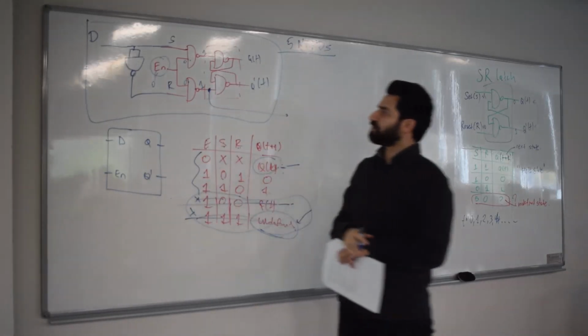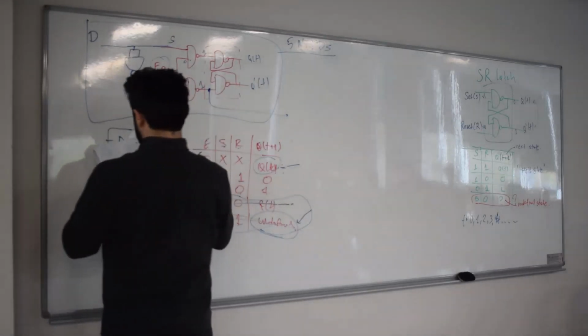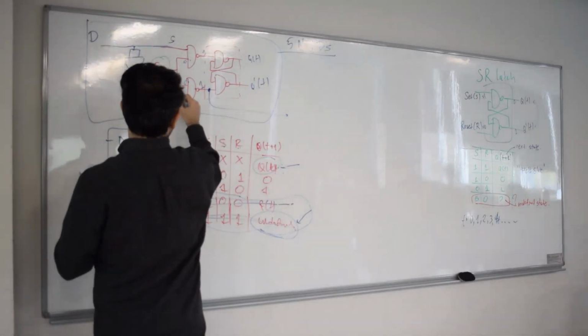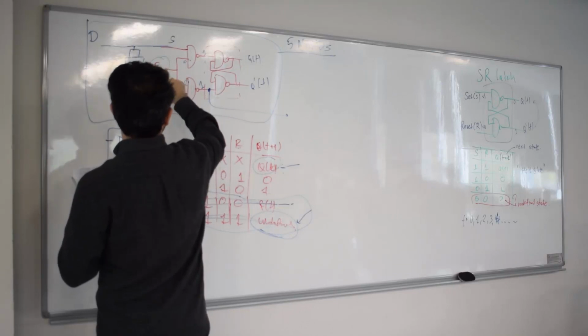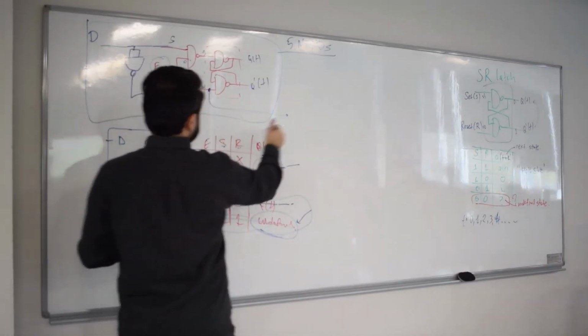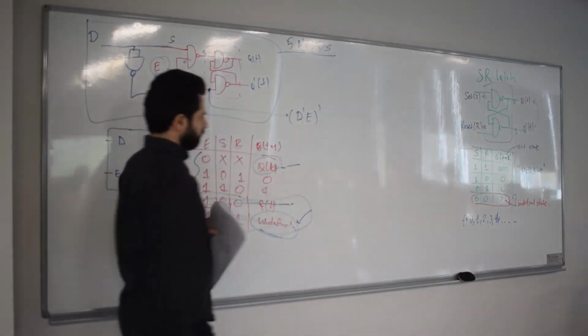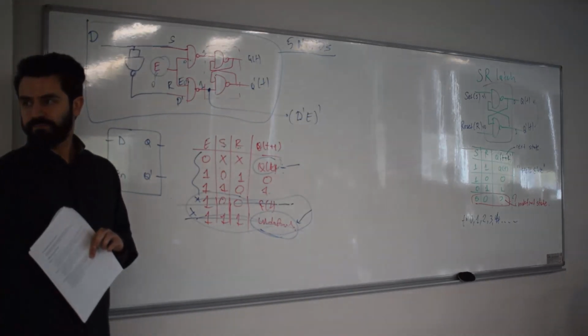So what I want to focus on is this point. What's the Boolean expression for this point? Let's see. This is D, this is D prime. And what is this? This is enable. I call it E. So this is E. So what is this? This is (D prime E) prime. Okay, you with me? All right.